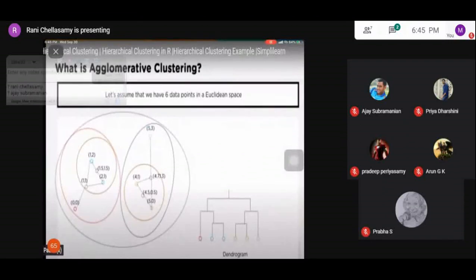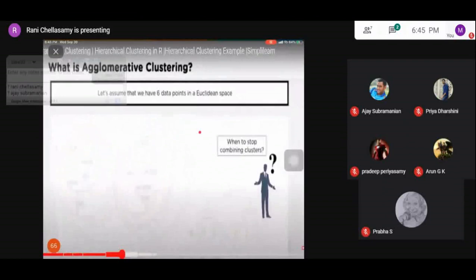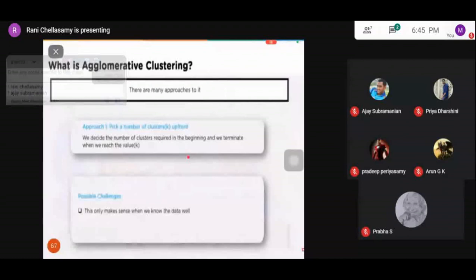So when to stop combining the clusters? There are many approaches to stop combining the clusters. The first approach is you need to pick the number of clusters, that is k. So k represents the number of clusters you choose. We decide the number of clusters required in the beginning and we terminate when we reach the value of k. There are many possible challenges, that is, we need to know the data very well.